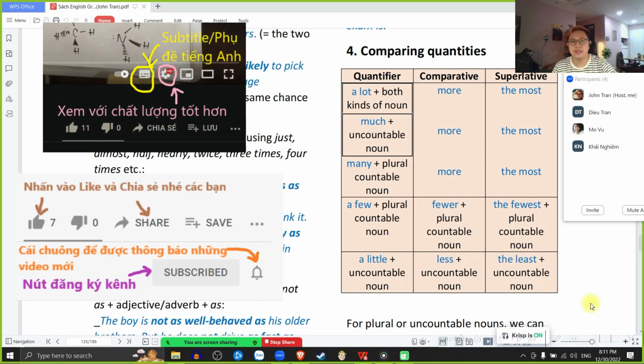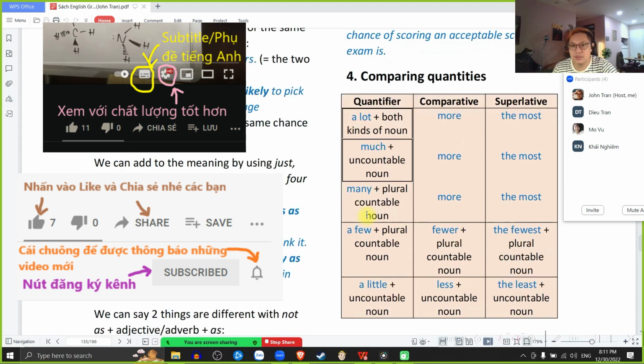All right, so here we are. Part 2 of Unit 12, Comparing Things. So chúng ta sẽ tiếp tục cái phần grammar nha. So let's do number 4, Comparing Quantities. We'll continue with this one.